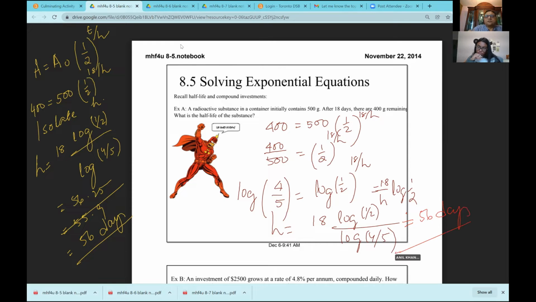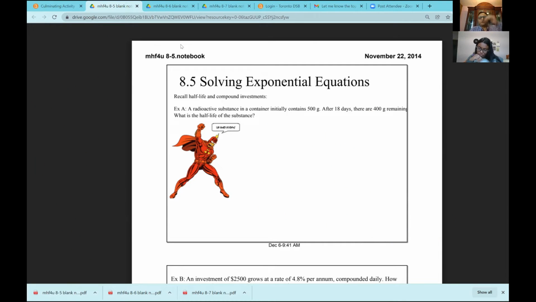So that's our answer. And I hope the standard method is clear. Is it clear? Let's move on to the next question. Anyway, you can do the calculations. Approximately 56 days.